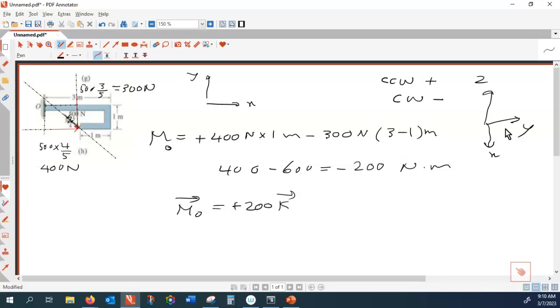Right hand rule: four fingers going from X to Y, the thumb shows the Z. X, Y, Z. Yep. All right. Everyone happy? Move on.